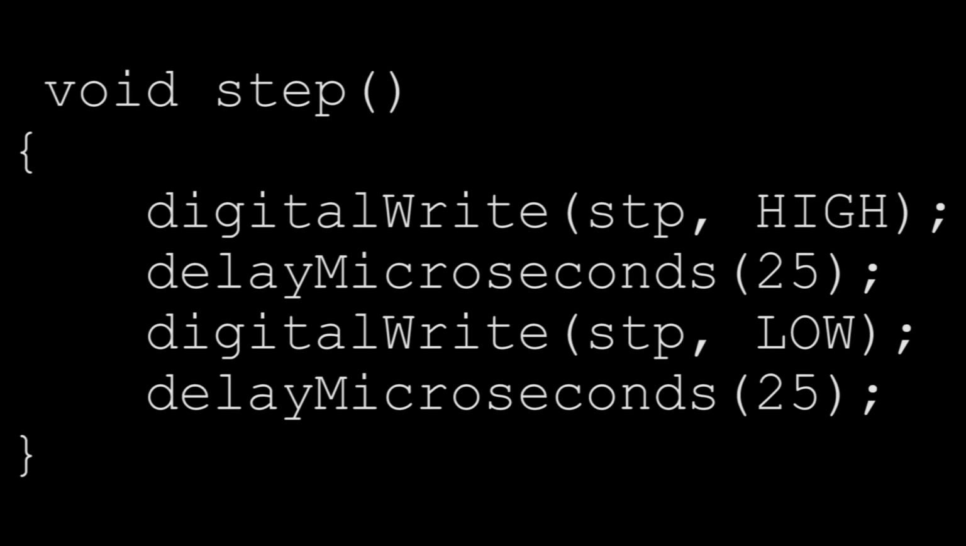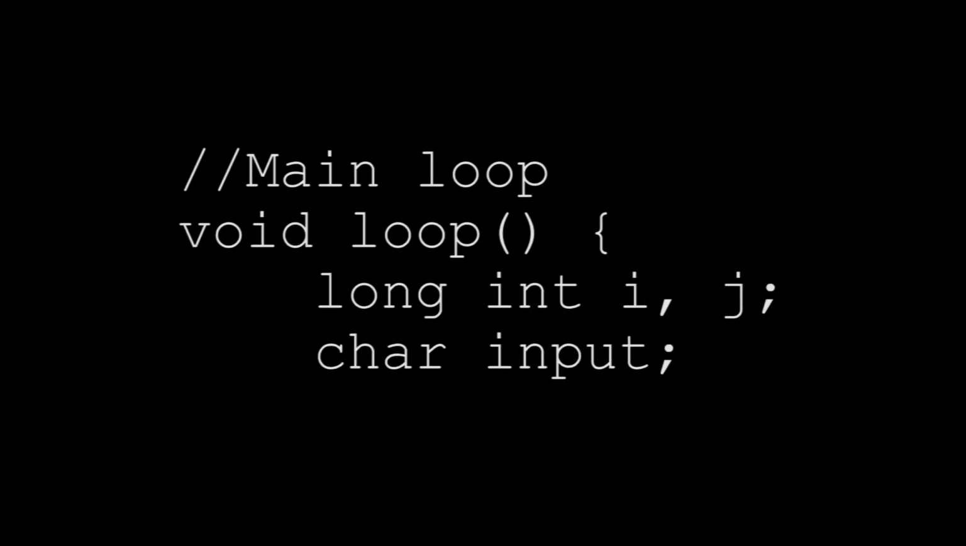Lastly, we return to the main method and see how it all works together. When we call the main method, first we initialize some variables. These are the integers I and j, and the character variable input.